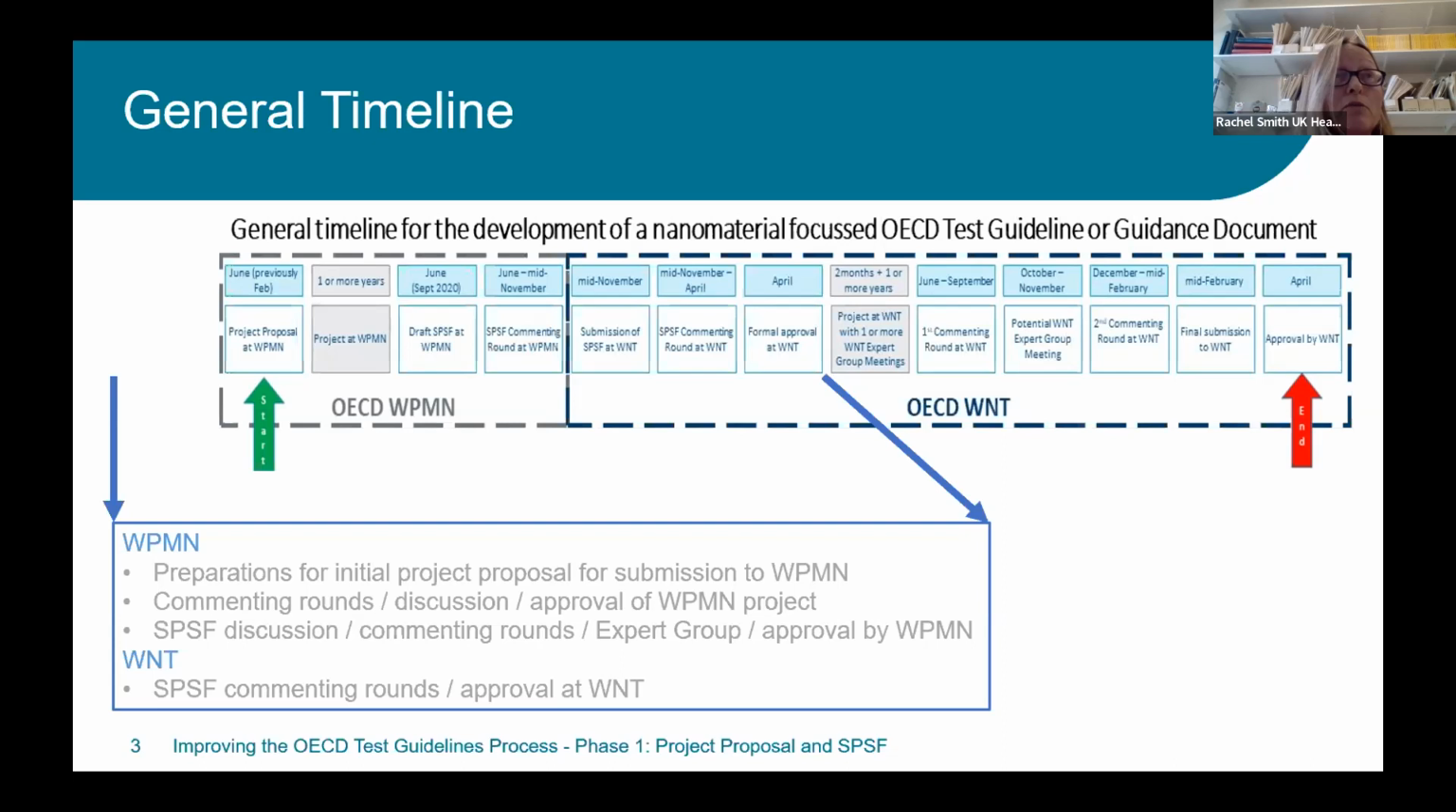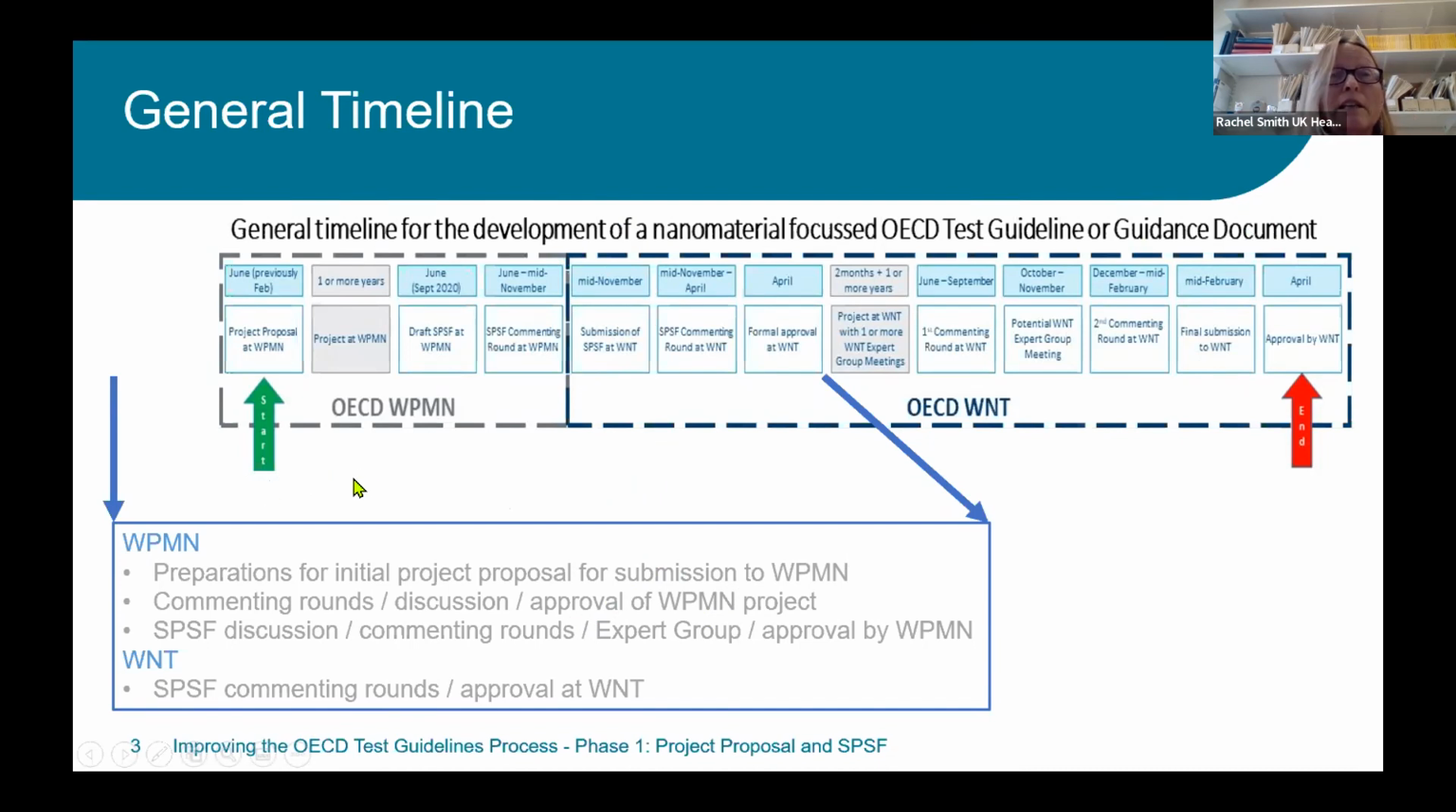I know that Sean has introduced the timeline, but I just wanted to go back over this a little bit. For nanomaterials, we're in a different position than for most chemicals. For most chemicals, if we want to develop a test guideline or a guidance document, you go straight to WNT. So you start on the right-hand side of the process. But for nanomaterials, we have this additional step where we go to the Working Party on Manufactured Nanomaterials.